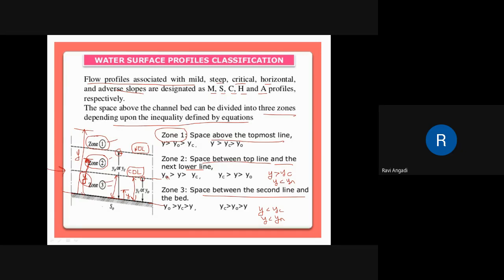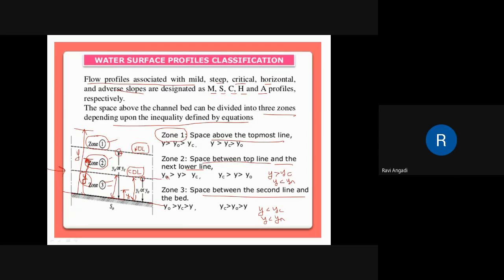Understood, all of you? Zone 1, where is it lying? Above NDL and CDL. Zone 2, where is it lying? Between NDL and CDL. Zone 3, where is it lying? Below CDL, between the bed of the channel and the CDL. I hope all of you understood.